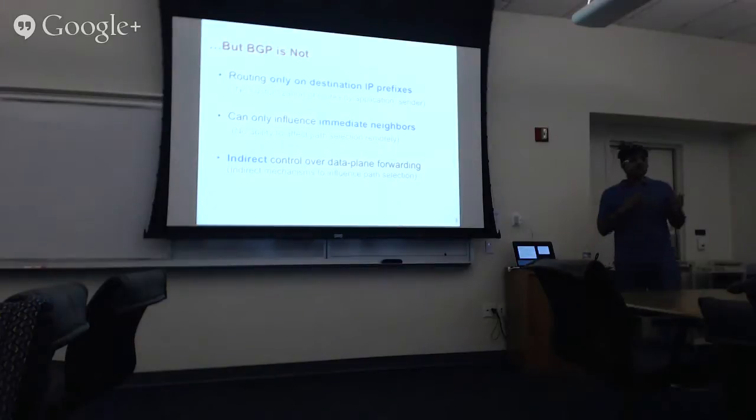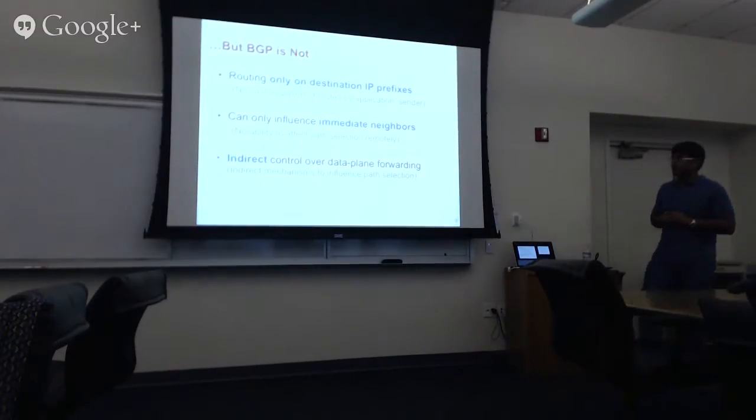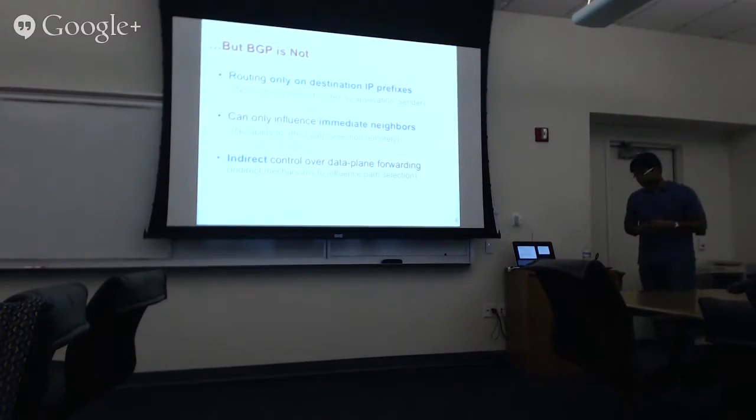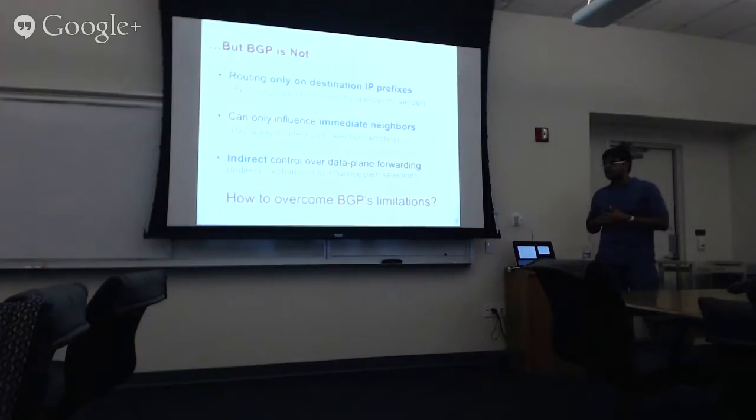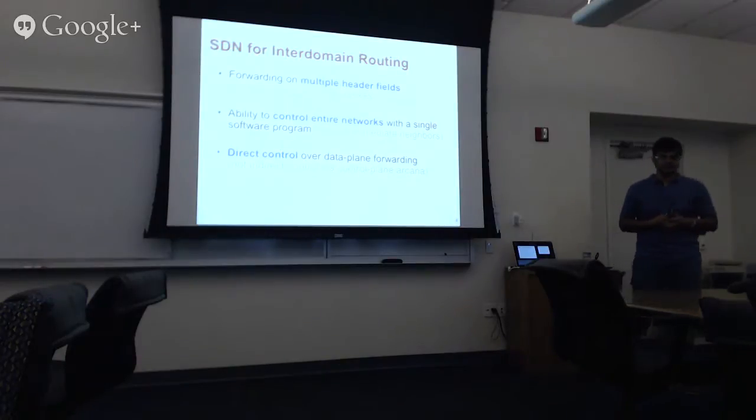It's not that BGP does not provide any mechanisms to control routing, but these mechanisms are kind of indirect in nature and usually unpredictable. So there is very indirect control over data plane forwarding with BGP. So we tried to answer: how can we overcome these limitations of BGP? And the answer was, why don't we use SDN? Why don't we consider SDN for inter-domain routing?